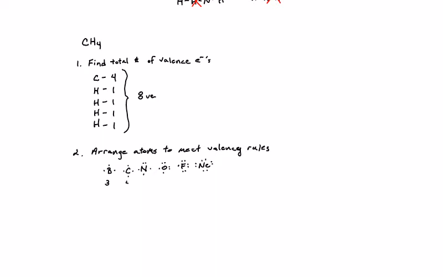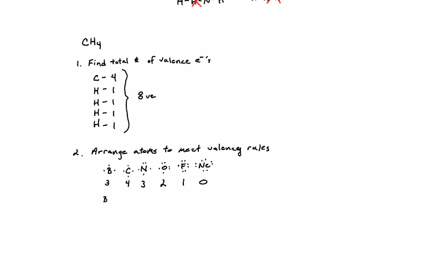Carbon has 4, so it would form 4 bonds. Nitrogen has 5 electrons total, but only 3 unpaired, so that should be trivalent, 3 bonds. Oxygen has 2 unpaired electrons, so it's divalent. Fluorine has 1, so it's monovalent. And neon has no unpaired electrons, and we know that neon, being a noble gas, doesn't form bonds. And we see this when we look at the structures.